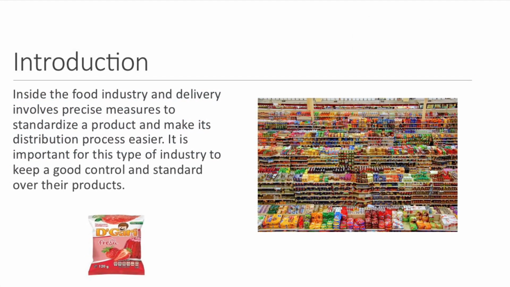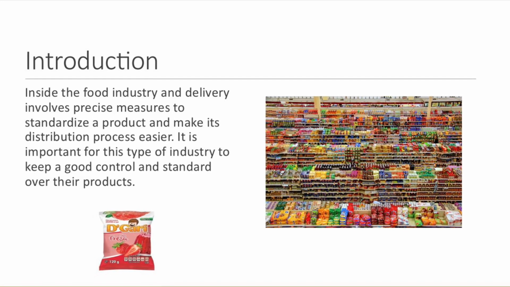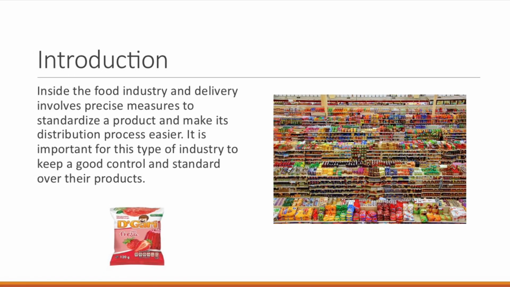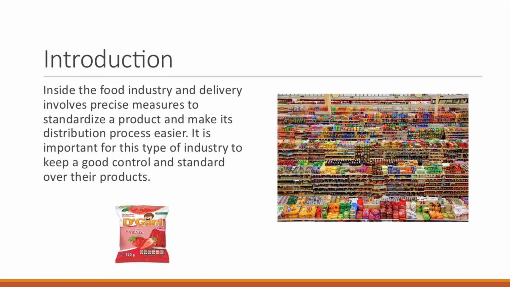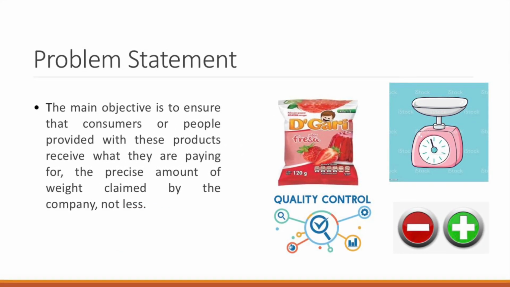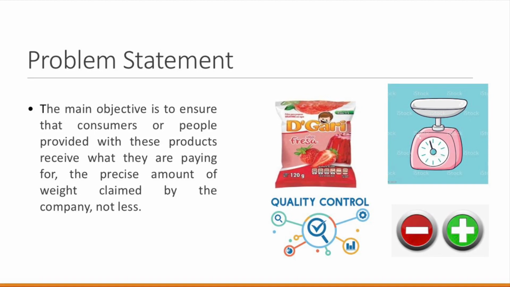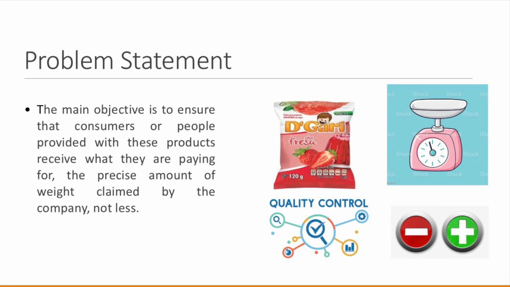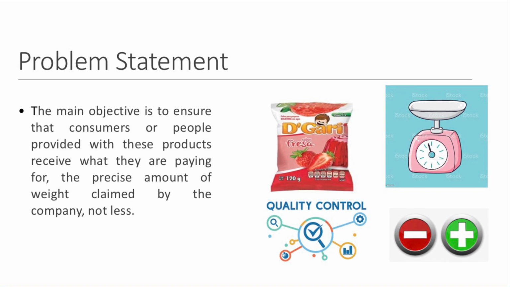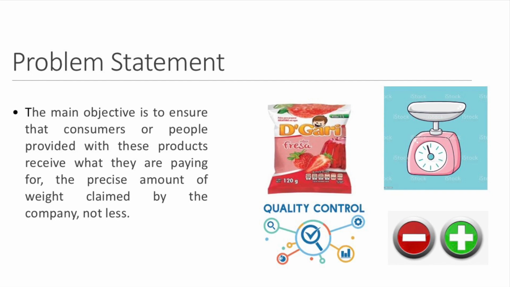As a consumer or a client who has a provider from this industry, the product must be standardized and, in this case, it must have the proper weight as indicated by the envelope, not less. Inside the food industry, there is an issue about products that contain less weight than is indicated by the provider of the company. For this reason, this investigation's main objective is to ensure that consumers or people provided with these products receive what they are paying for, the precise amount of weight claimed by the company, not less.